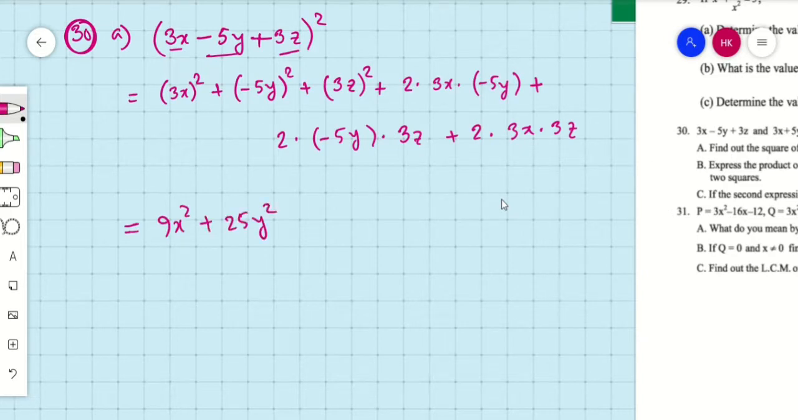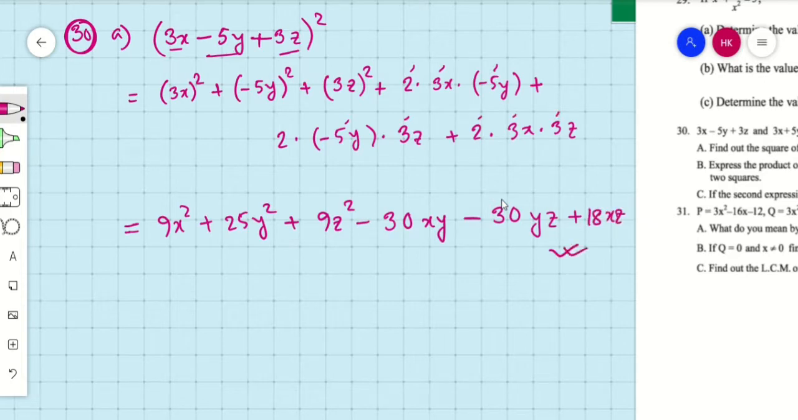25y square plus 9z square, then minus 5 3s are 15, 15 2s are 30, 30xy, then minus 5 3s are 15, 15 2s are 30, so minus 30yz, and then plus 3 times 3 is 9, 9 times 2 is 18, 18xz, which completes our answer. This is the number A.